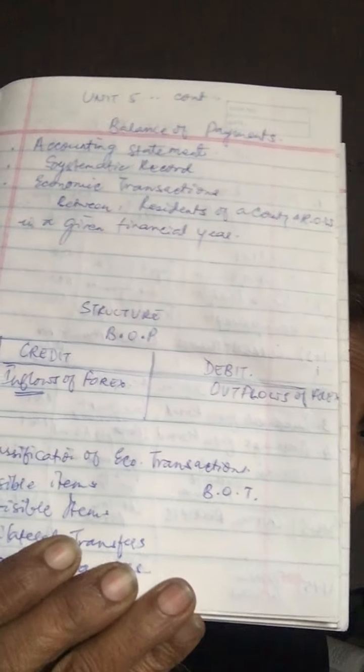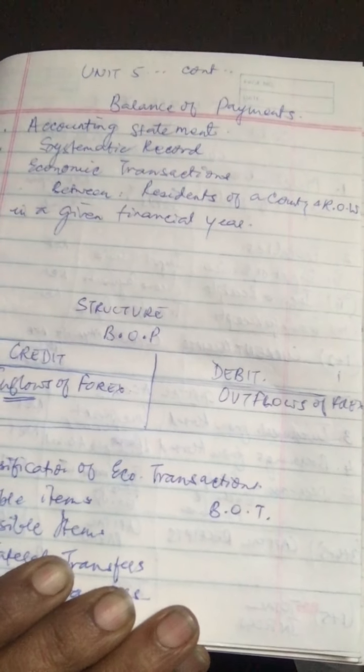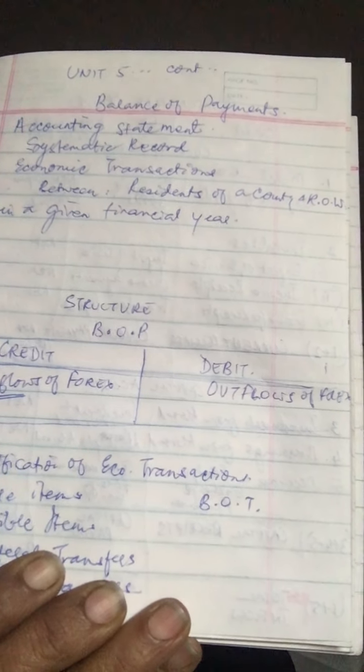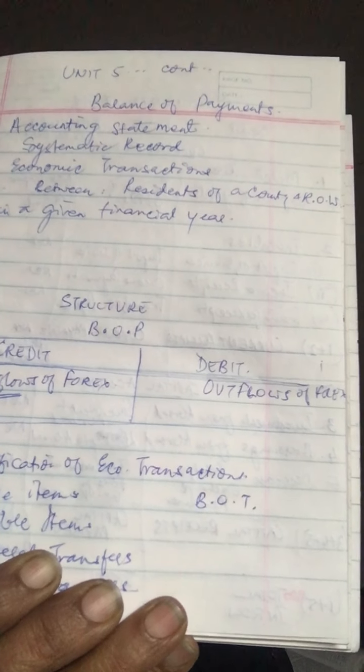Then we have what is known as capital transfers. So what are these? They relate to capital receipts through borrowings or sale of assets, and capital payments through capital repayments or purchase of assets.